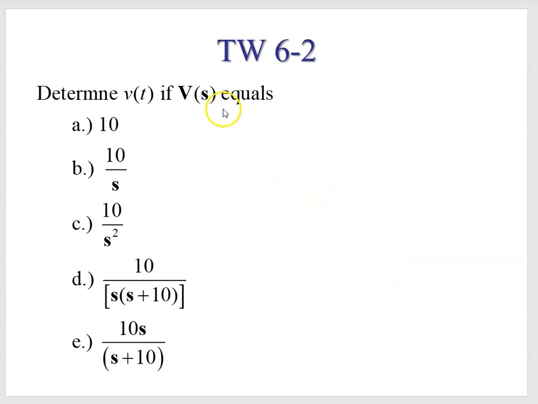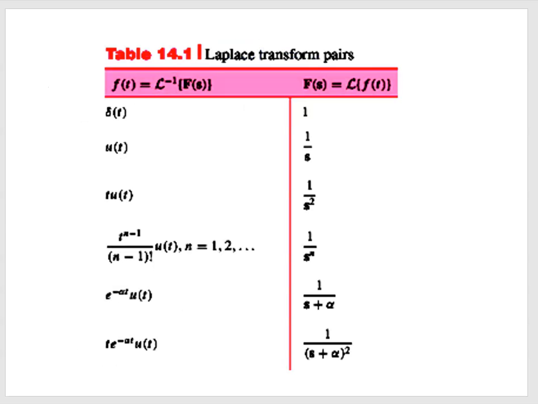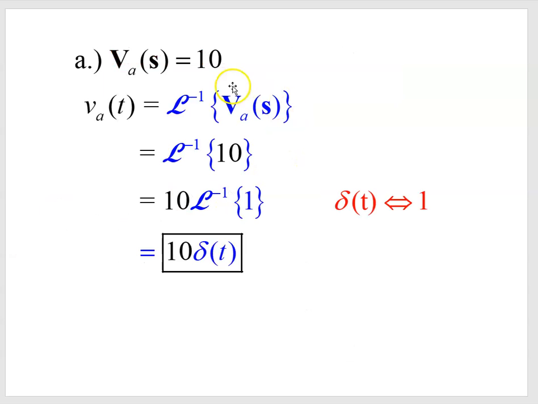All right, in this video we'll look at an example of how we convert from the S domain back to the time domain. We have 5 different problems that we'll solve, and to solve them we're going to use the Laplace transform table. So this is a table from your textbook. We're in the S domain. How do we get back to the time domain using this table as opposed to using the inverse Laplace transform integral? So let's look at our first problem, VA of S.